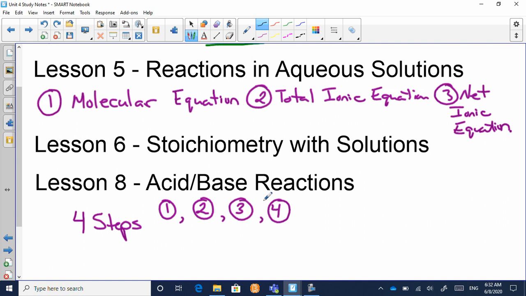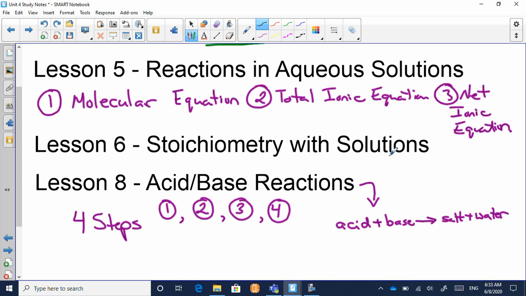The only difference between these, in the case of the acid-base reaction, I would expect you to know that an acid plus a base makes a salt plus water. So I'd expect you to be able to write that equation.